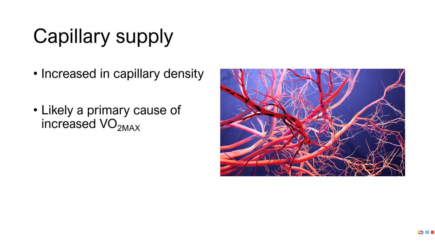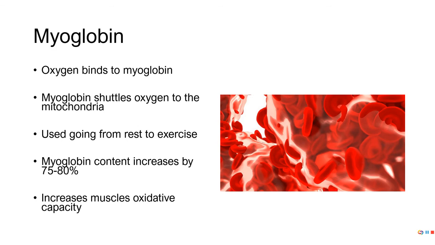This ties in wonderfully with myoglobin. As we've talked about in the past, oxygen binds to myoglobin, and myoglobin basically shuttles the oxygen that enters the muscle cell and gets it to the mitochondria. This is important as we go from rest to exercise. With training, we can significantly increase the amount of myoglobin in our muscle cell, and as a result, we're able to get more oxygen to the mitochondria. It's not enough to have the oxygen in the muscle cell. We need to get it to the mitochondria.